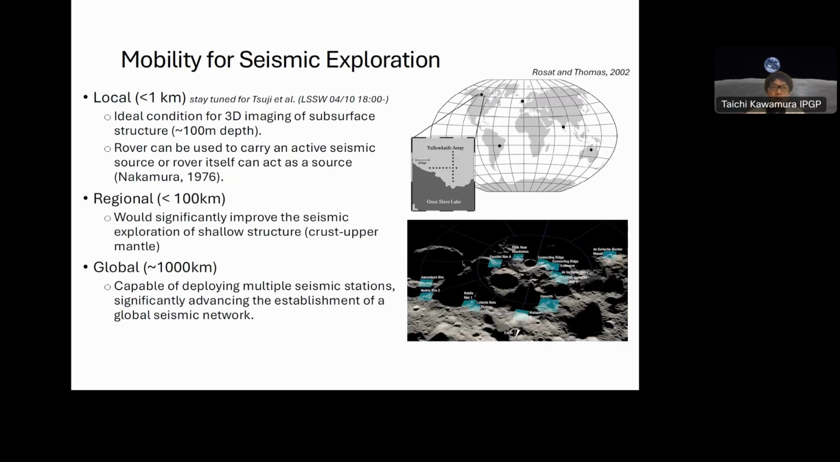At the same time, mobility at the regional scale, which is about tens of kilometers, will also be interesting because this will help us not only constrain the local structure, but also go to global structure by using the correlation between separate stations.